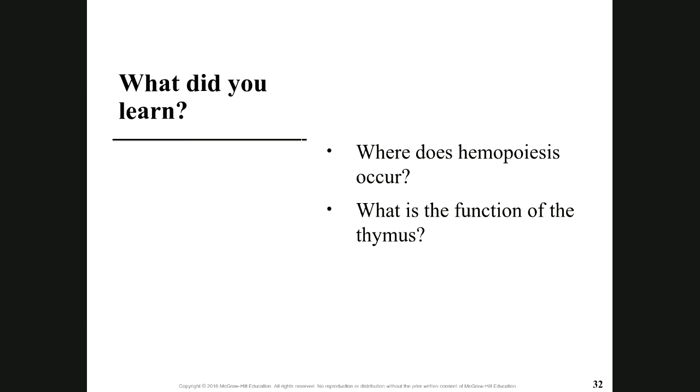And in this part, you can answer this question: where does hemopoiesis occur, what is the function of the thymus, and how does the T lymphocyte become mature?